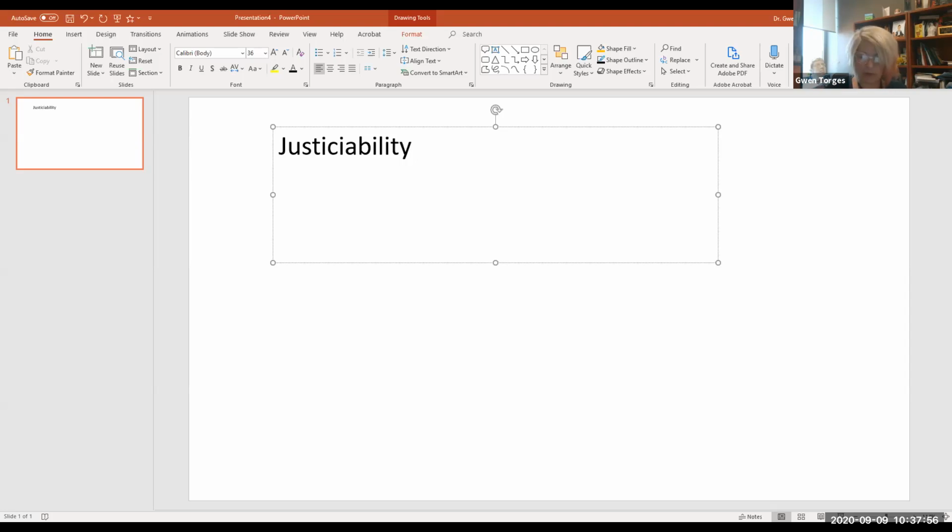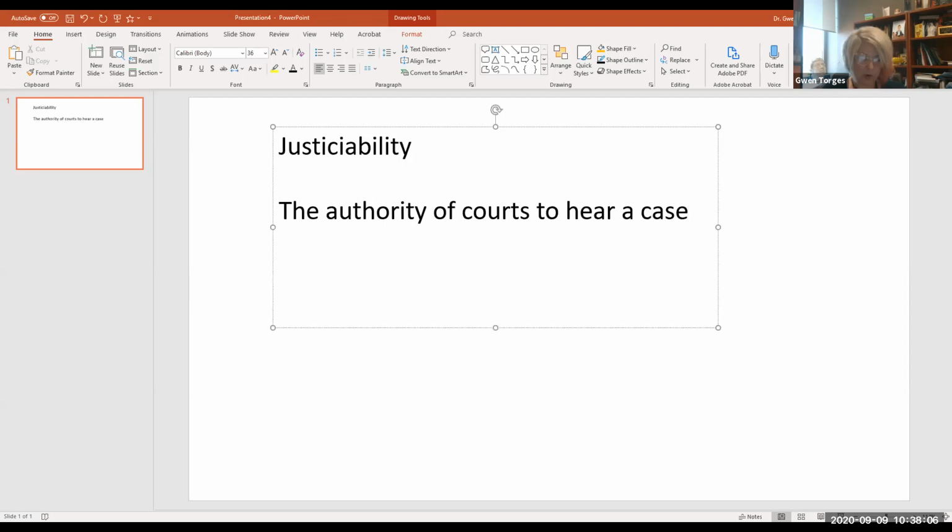Justiciability just refers to the authority of the courts to hear a case. And there are four things that courts will consider. When something comes before them, one of the first things they do is they say, can this dispute be before us? And so the first thing that the courts have to consider is whether the person before them or the entity before them has standing to sue. It's usually just abbreviated as standing.